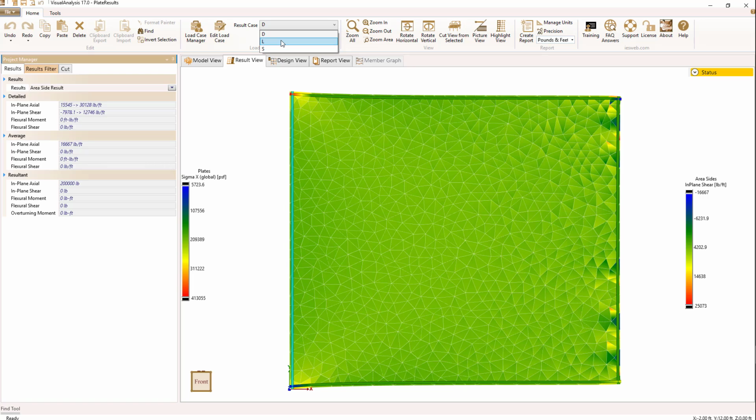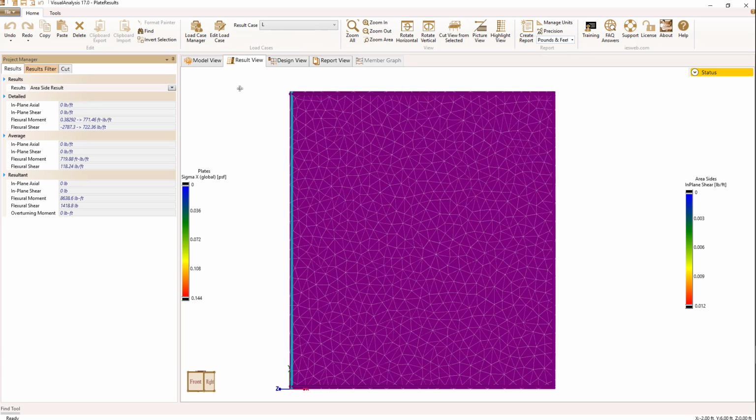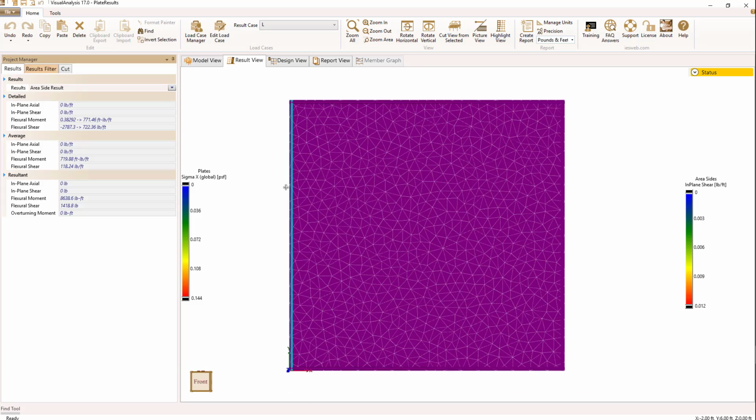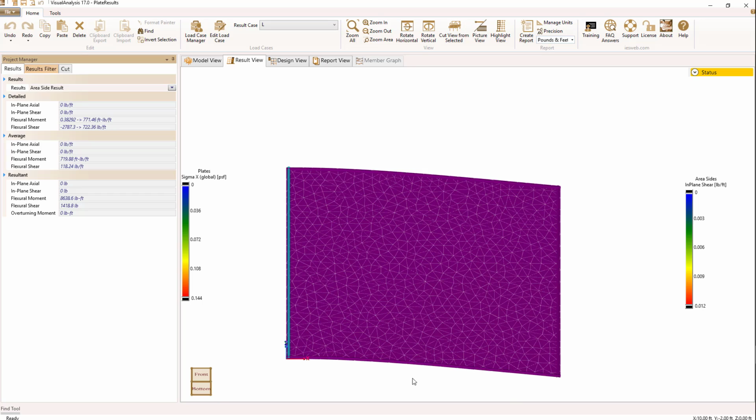Let's now switch to the live load case. Remember, for the live load case, we're applying a pressure load and bending this plate mesh in the negative Z direction. So now, if we click on our support area side and look at it, for results, we have flexural moment values and flexural shear values. We have average values, and then we have resultants.